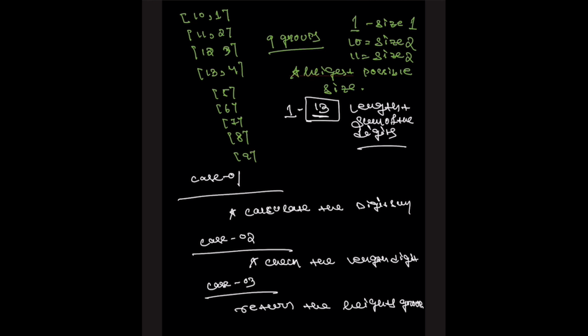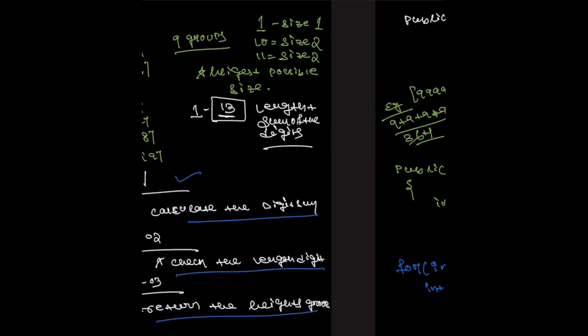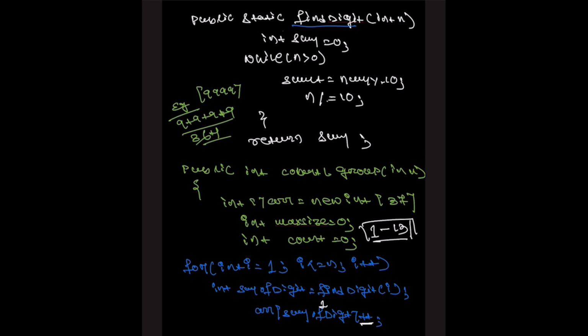So initially there are 3 use cases. Use case 1, calculate the digit sum. Use case 2, check the longest group. Use case 3, return the highest group. Then we do public static, we declare a method. Here we declare a sum. While n is greater than 0, we calculate the sum, where sum plus equal to num modulo 10, then n divided by 10. We calculate each of the digits, the sum of the digits.